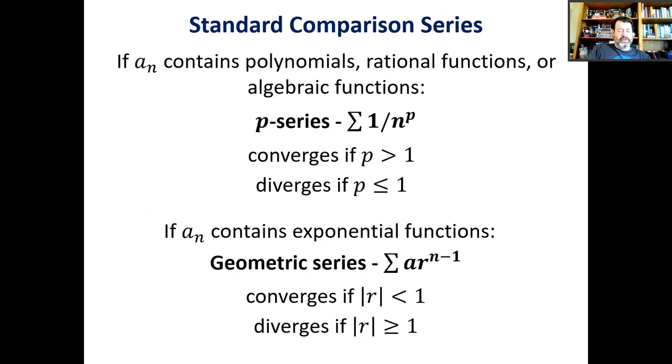All right, now we're going to look at the two main types of series that we use to compare. If your original series or your original terms contain polynomials, rational functions, or algebraic functions, you want to do a comparison with a p-series, right? And the p-series converges if p is greater than 1, and it diverges if p is less than or equal to 1. If the terms in your original series contain exponential functions, then you want to compare it to a geometric series. This is not a rule, this is just a guideline.